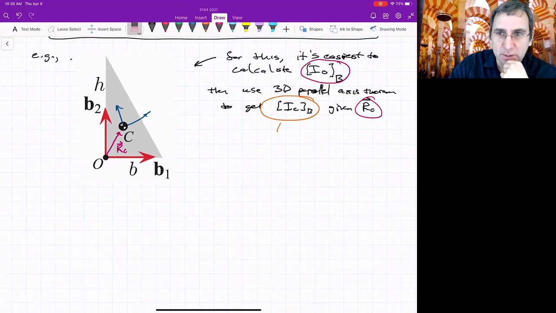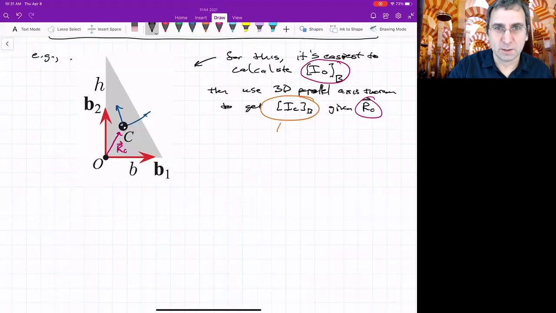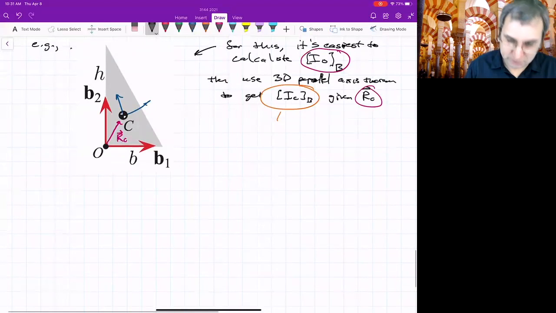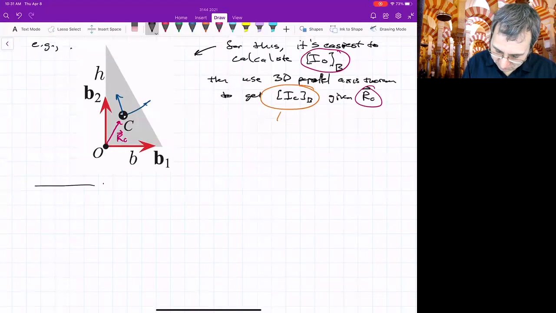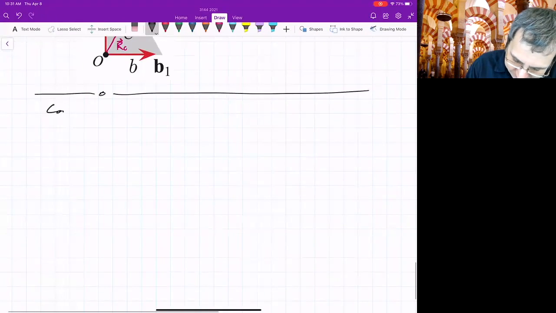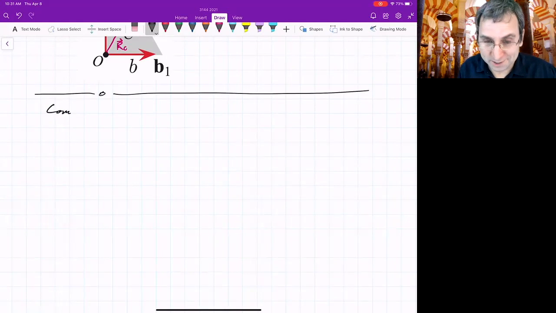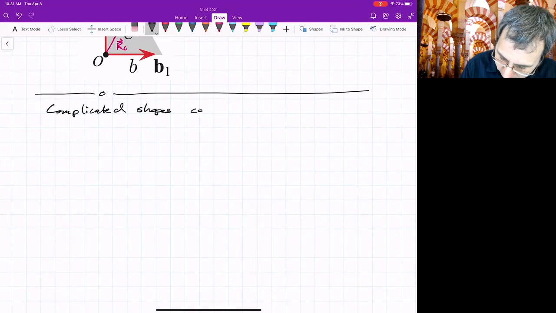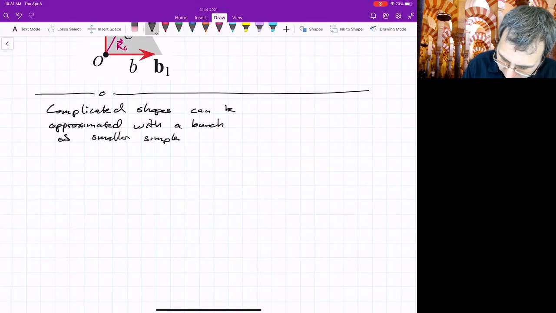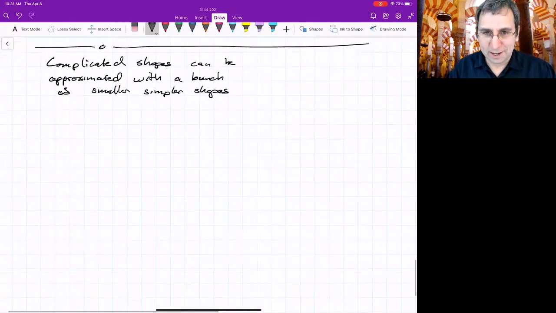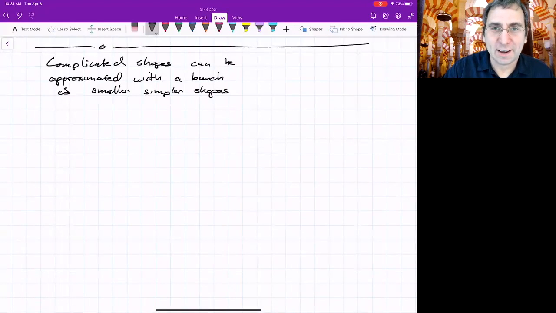I was going to say something about when you have a compound shape. If you have a complicated shape given to you by, like, a CAD model, which is typically what you get, then for weird things that aren't triangles and squares and rectangles, complicated shapes can be approximated with a bunch of smaller, simpler shapes. And then you would use the parallel axis theorem.